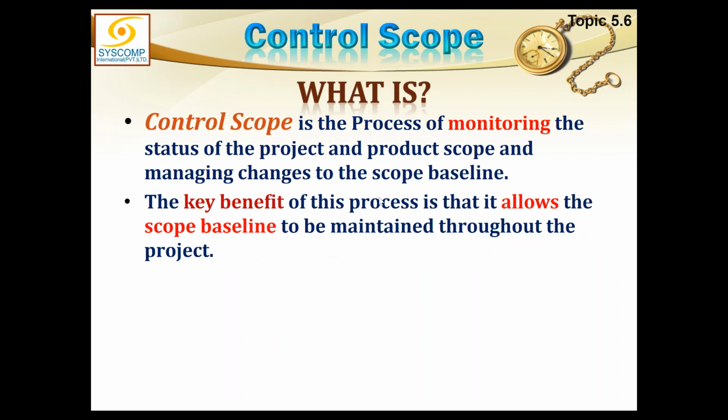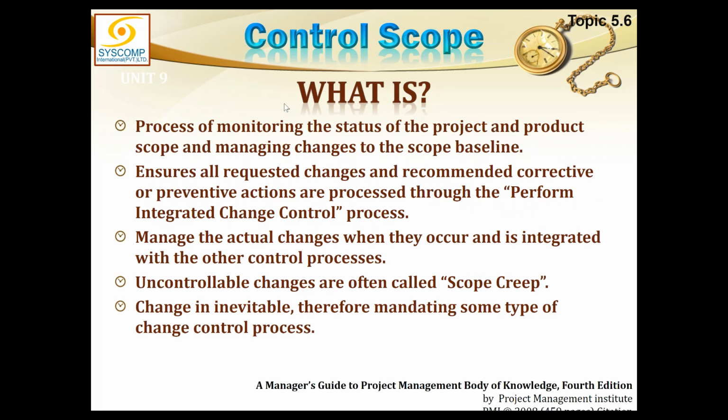Last is scope control. Here we check the project scope. It is the process of monitoring the status of the project and product scope and managing changes to the scope baseline, that is through the change request. The key benefit of this process is to allow the scope baseline to be maintained throughout the project. It ensures all requested changes and recommended corrective and preventive actions are processed through perform integrated change control, as we already know. It manages the actual changes when they occur and is integrated with the other control processes.